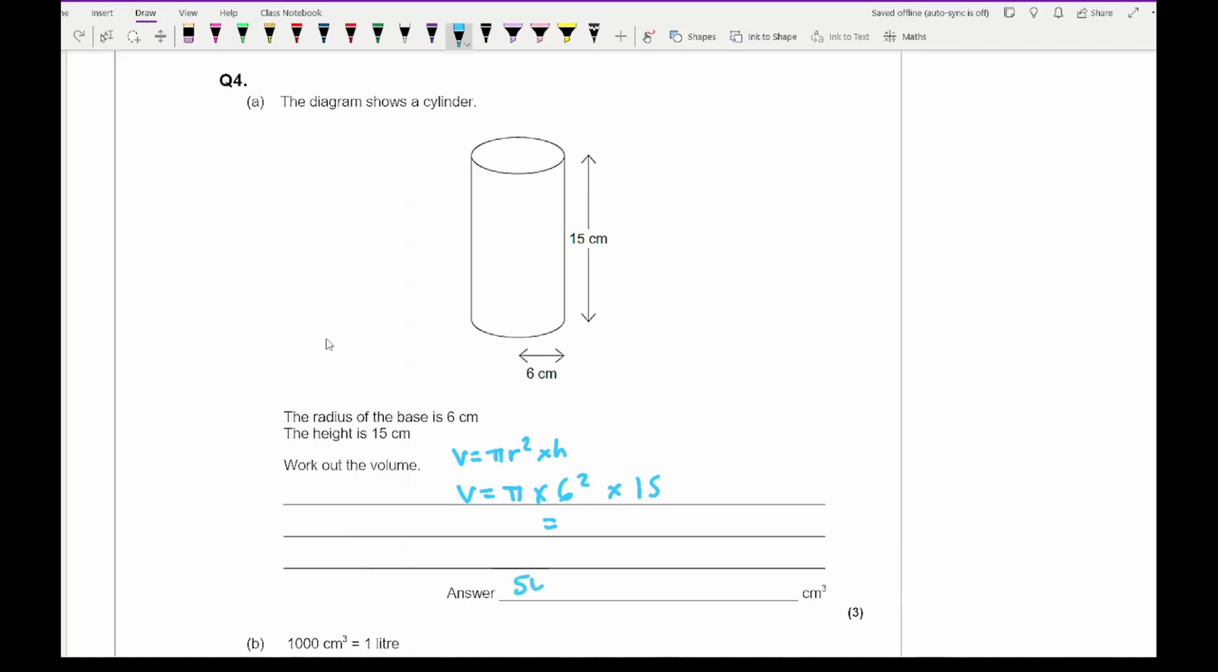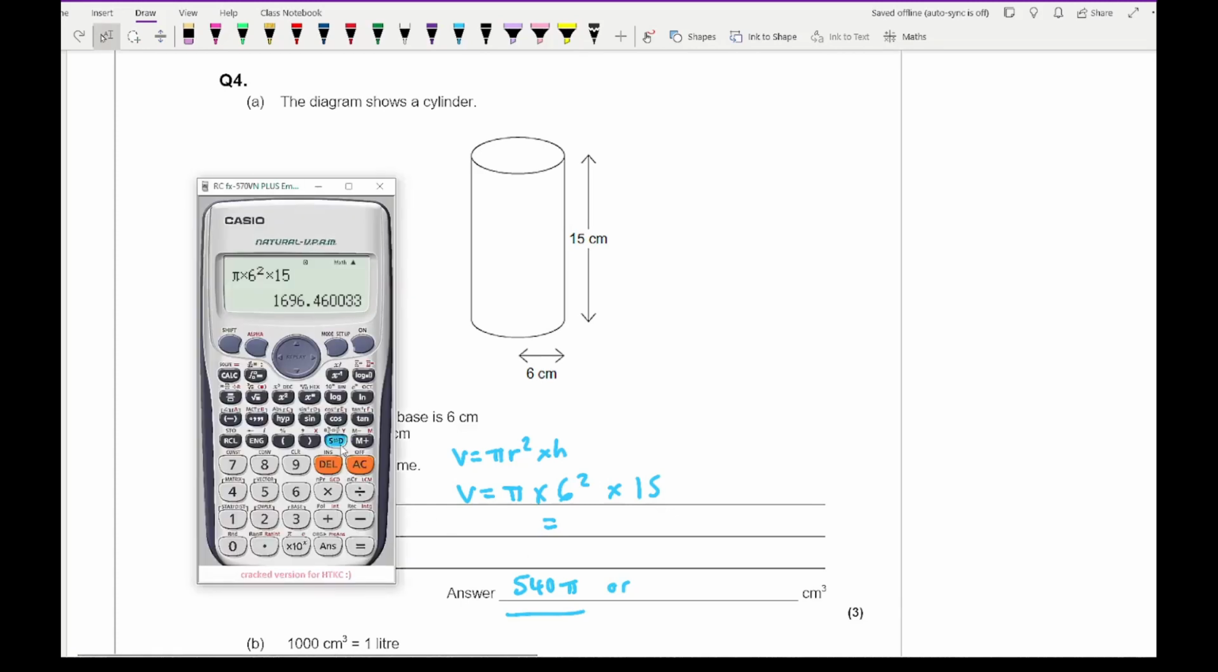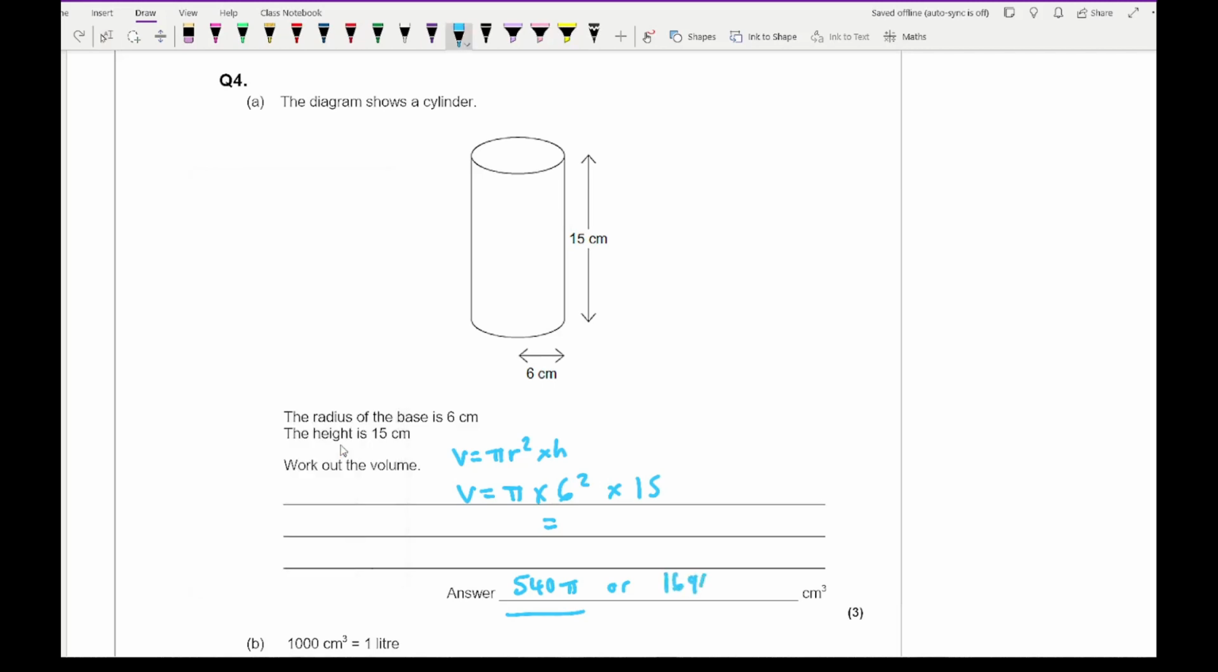Now, in this question, it doesn't actually tell me anything to do with rounding. So again, I can choose how I want to round it. If I want to give my answer in terms of pi, that's absolutely fine, or you could give it as a decimal if you don't feel comfortable leaving your answer as that. If I press shift, the SD button, it comes out with 1696.5, and that's to 1 decimal place.